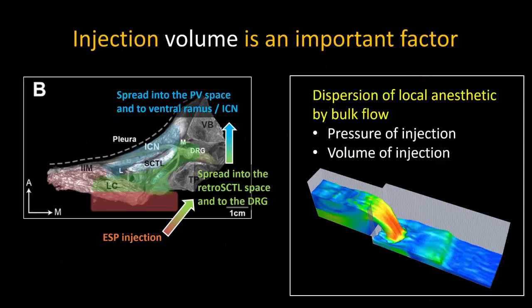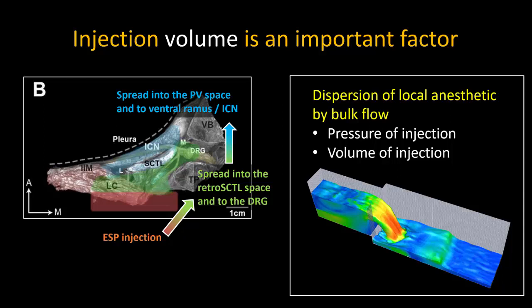The third thing to note is that the volume of injection is probably important to promote physical dispersion and spread of local anesthetic into the retro-SCTL space, and thus towards the intervertebral foramina. And it also won't hurt if we can get some to spread through the medial and lateral slits into the paravertebral and intercostal space.